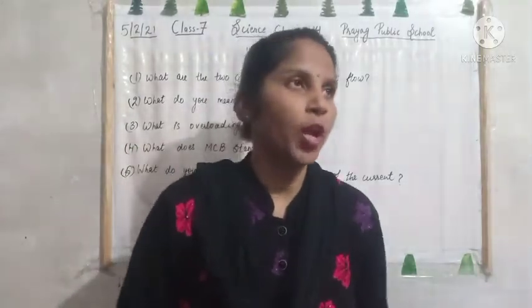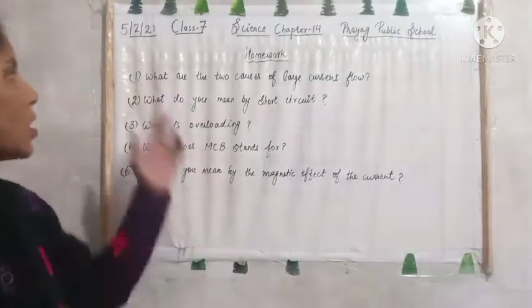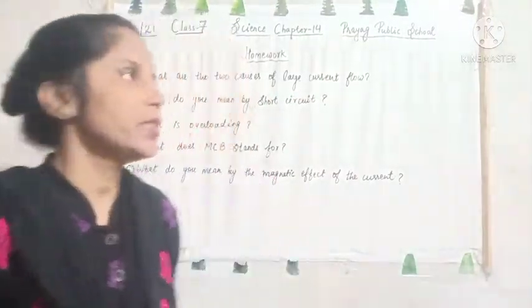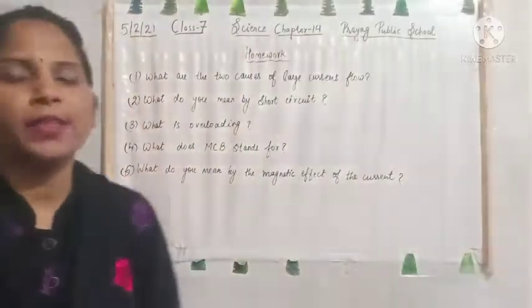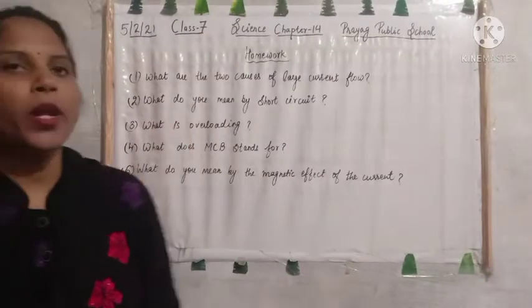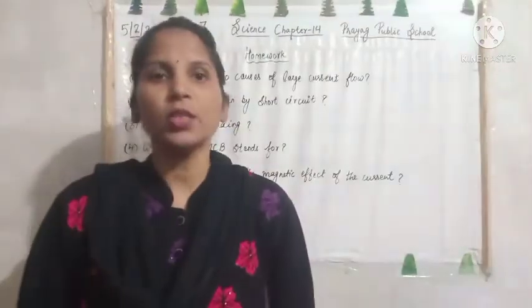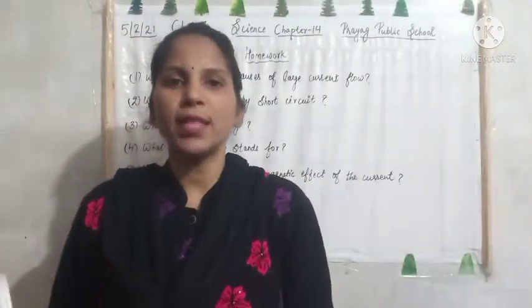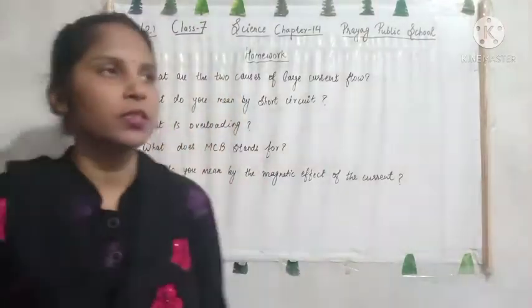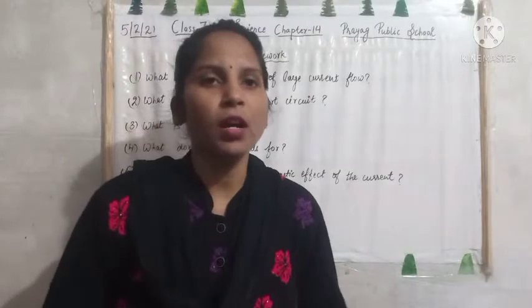So children, note down today's homework. Question number 1 is, what are the two causes of large current flow? The second one is, what do you mean by short circuit? Question number 3 is, what is overloading? Question number 4 is, what does MCB stand for? And question number 5 is, what do you mean by the term magnetic effect of the current?